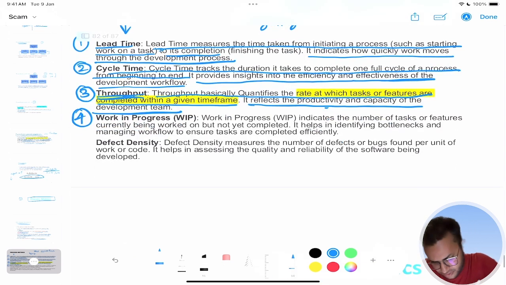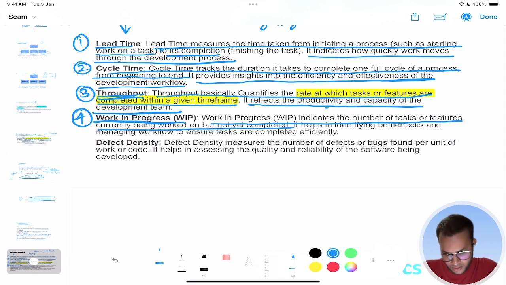Fourth is the work in progress. Work in progress indicates the number of tasks or features currently being worked on but not yet completed. Basically, it means the number of features that the development team is currently working on. For example, it is working on 10 features, and all 10 are not complete, but they are under development. So this is called the work in progress metric.